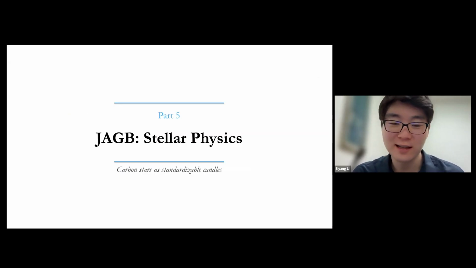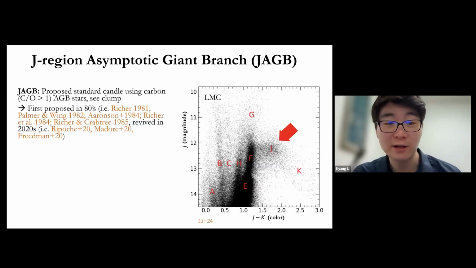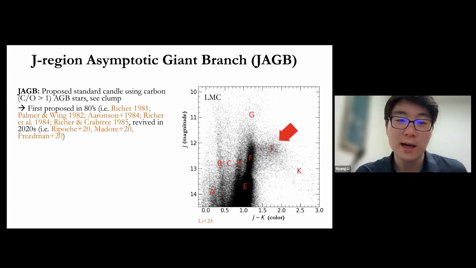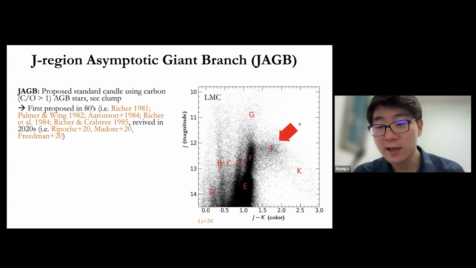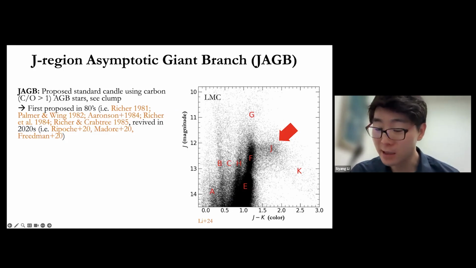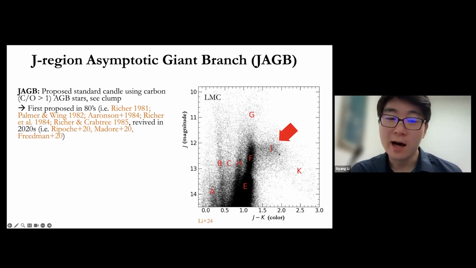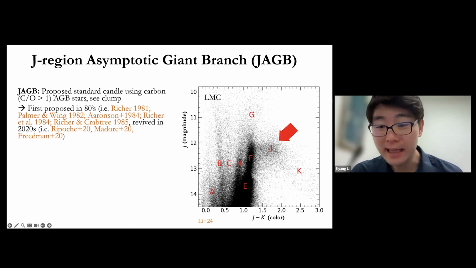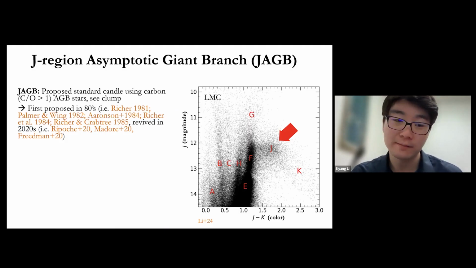This will be a little shorter than the TRGB section. It involves the JAGB, or the J-region asymptotic giant branch. The JAGB refers to this clump, or overdensity, of stars shown here in a near-infrared color-magnitude diagram. It's been proposed that some sort of mean, median, or mode magnitude of the stars in this J-region clump can be used as a standard candle.